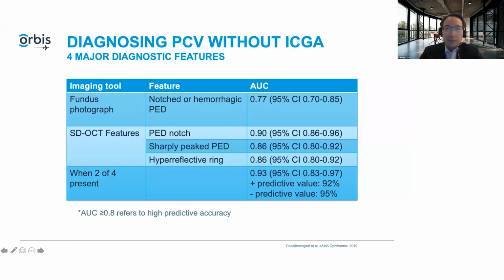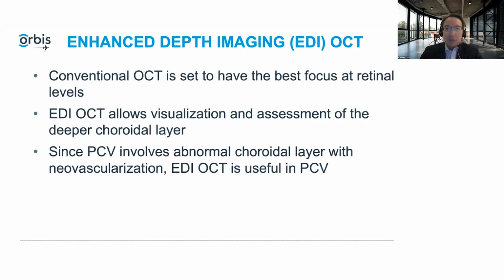If you look at some of these features, because many centers do not have ICGA, you can still use the OCT to make quite a good diagnosis clinically. So fundus photo, if you see this notch or hemorrhagic PED, you get an area under the curve of about 0.77 accuracy. With spectral domain OCT, if you look at all the individual features, PED notch, sharp PED, hyperreflective ring, around 86 to 90%. And when two of them were present, you get about 93% accuracy. So it's pretty good.